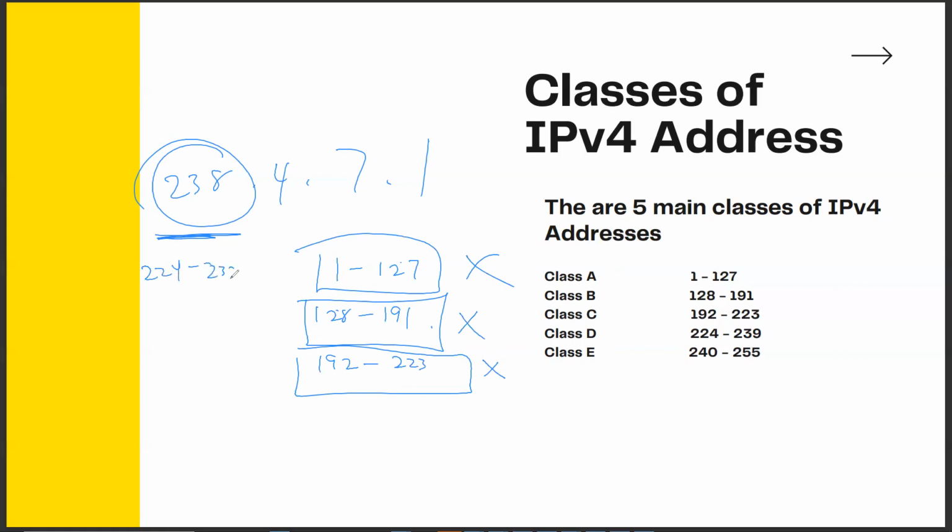The next block is 224 to 239, and this IP address starts with 238, so clearly we can say that this particular IP address is a class D IP address. This is how you're able to find the class of an IP address. You just look at the first number.